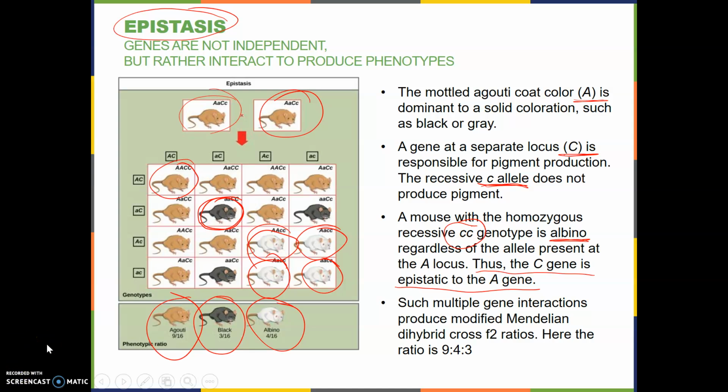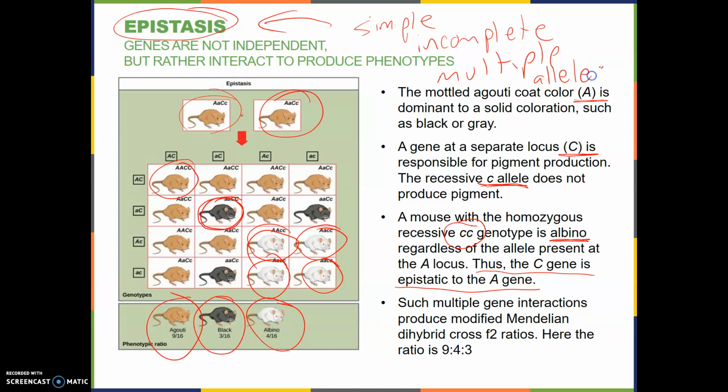So we've got enough time. For the types of inheritance patterns that we have looked at: simple dominance, incomplete dominance, epistasis, and multiple alleles. These are the inheritance patterns that we have studied. We have also studied X-linked traits. So make sure that you understand each of those inheritance patterns: simple dominance, incomplete dominance, multiple alleles, and X-linked traits.